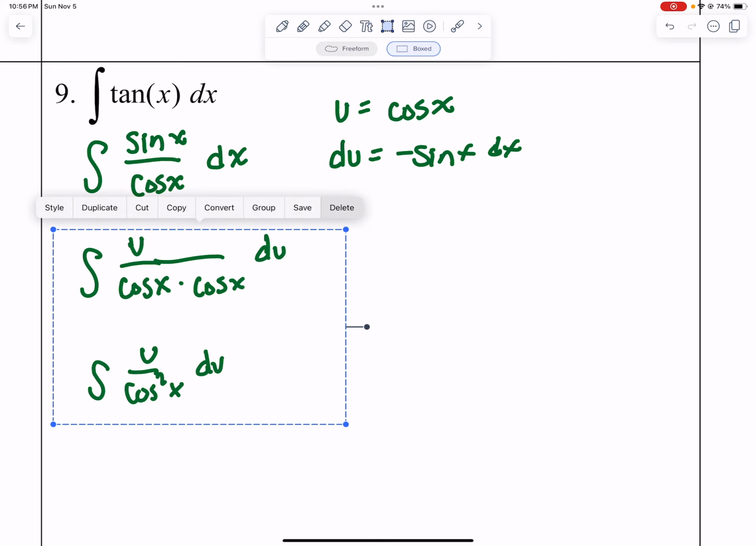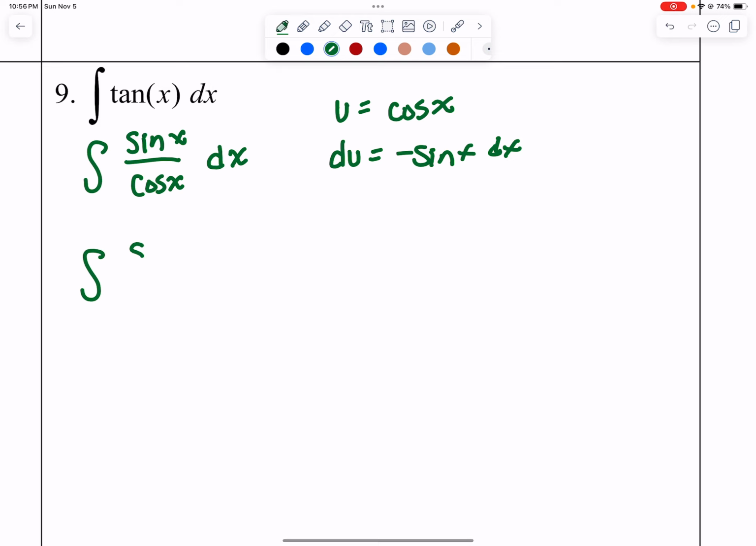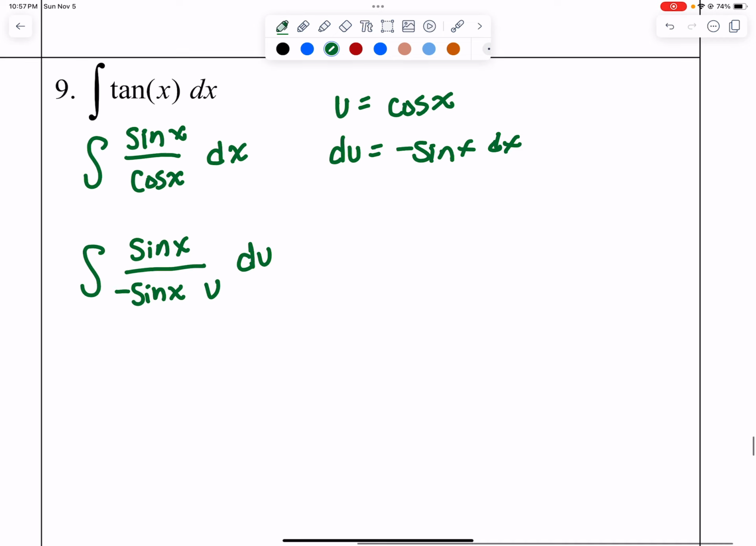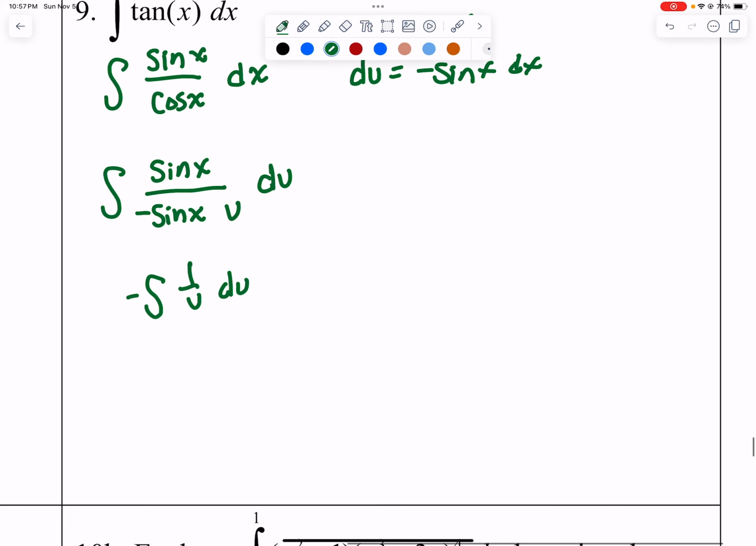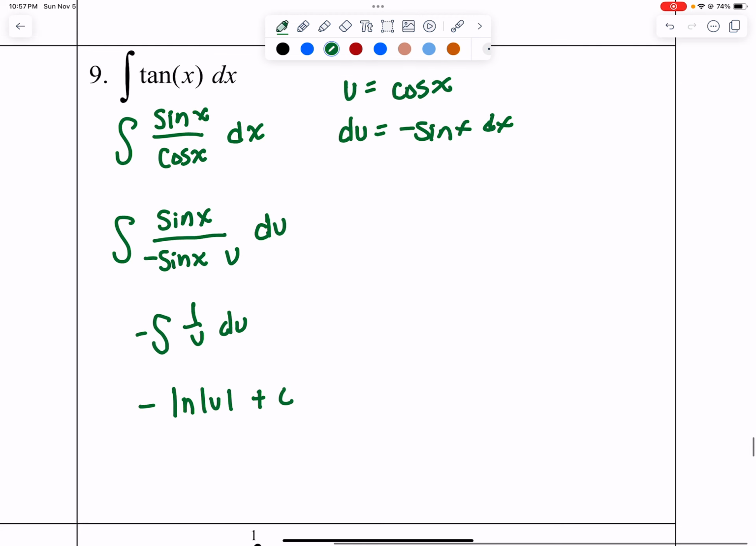So that once we do that, I'm going to have the integral of sine of x over negative sine of x, and then cosine of x being u. Sines will cancel out eventually, so that means I have the negative integral of 1 over u du. And remember that the integral of 1 over u is ln of the absolute value of u. Make sure that you have the absolute value, or else it's going to be incorrect. So you have negative ln of absolute value of u plus c. We know that u is cosine, so we have negative ln of cosine of x plus c.